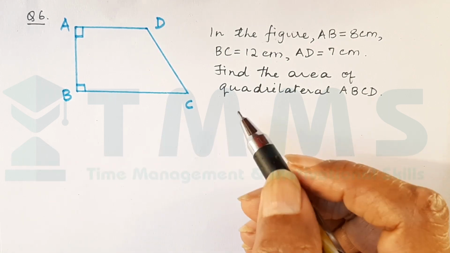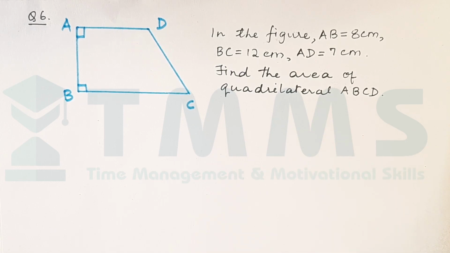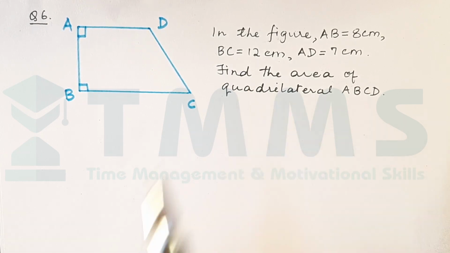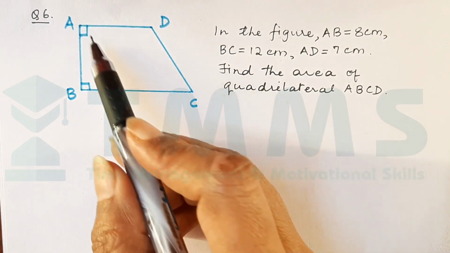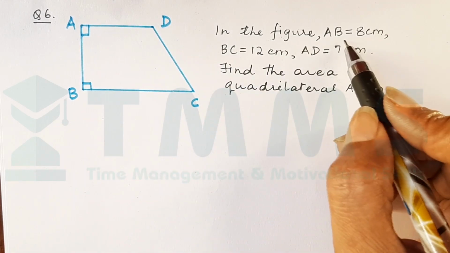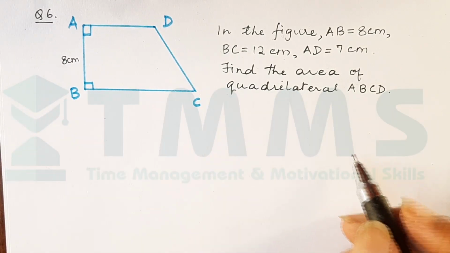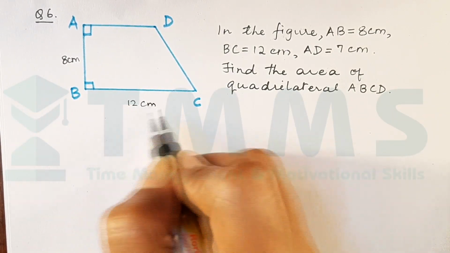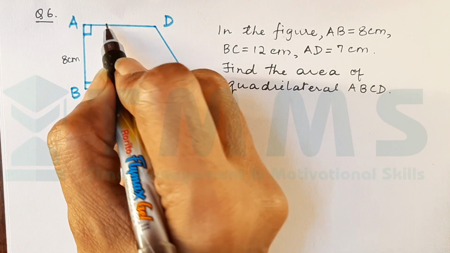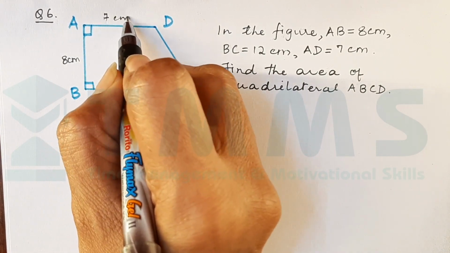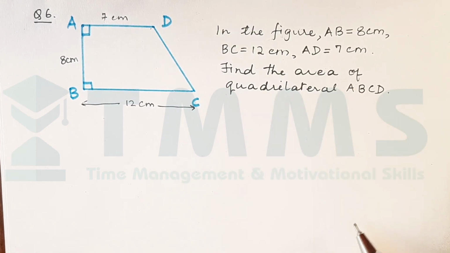So now let us come to the quadrilateral. That's question number 6. This is going to be a little longer video, but I will be giving you the tips about what to watch and where to watch. I will give you the clues for that. So look at ABCD. In the figure, AB is 8 centimeter. So I'll write 8 centimeter here. BC is 12. So I'm writing 12 centimeter here. That will be from here to here. AD is 7. So this is 7 centimeter from here to here. And you are asked to find the area of quadrilateral ABCD.